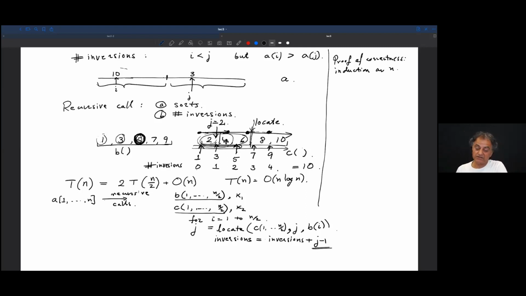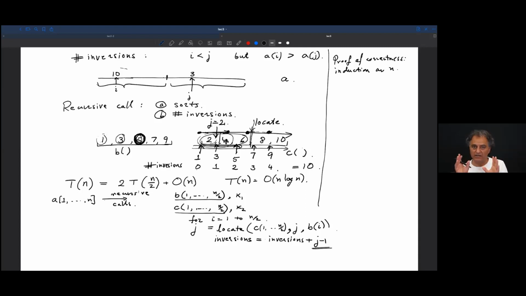Other questions? Professor, if you're doing this step on every recursive call, isn't there any problem with overcounting? Overcounting. Why is that? Since we're counting the inversions for two lists every time.